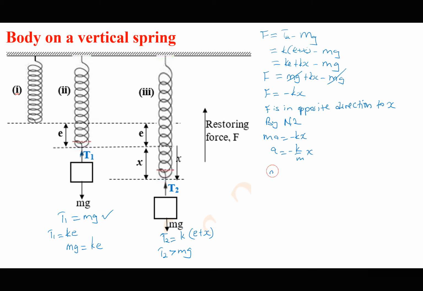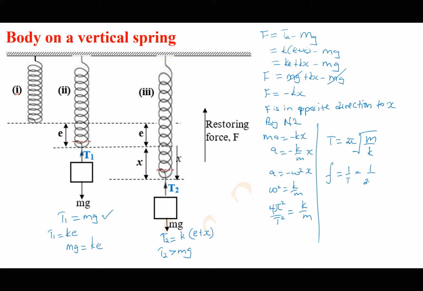We have compared with a equals negative omega squared x, and it meant that omega squared was k over m, which meant that omega is 2 pi over T, so this becomes 4 pi squared over T squared, being equal to k over m. Then when you get the reciprocal and find the square root, we saw that T was equal to 2 pi square root of m divided by k, and then f is 1 over T, which is 1 over 2 pi square root of k divided by m, as we have seen in the previous example.